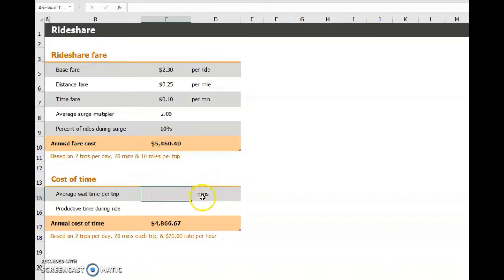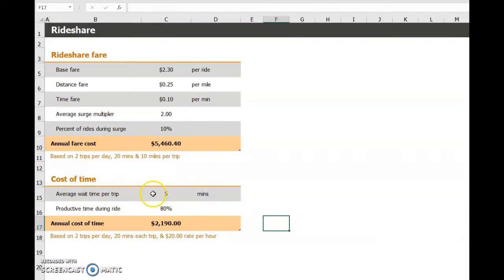Now, also the cost of time. The typical time that you wait per trip, let's just say about 5 minutes. And how productive you are during that time. Be very productive. Okay, so now we have your calculations. There's a lot of other things that can go into this.